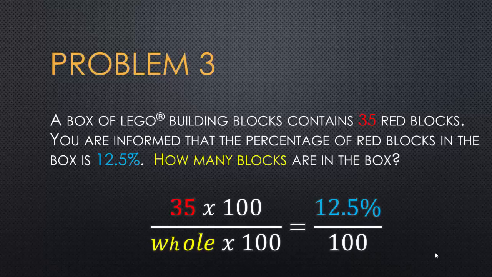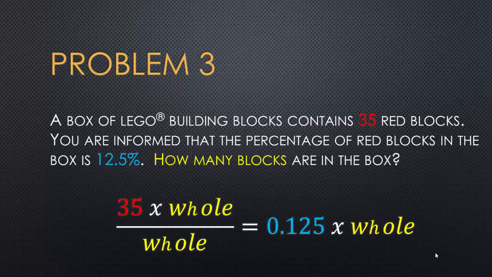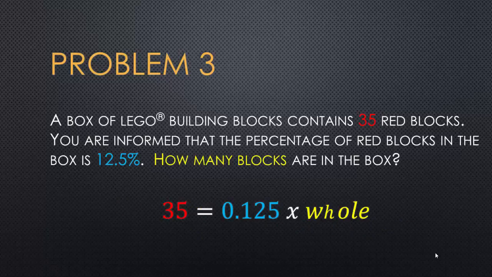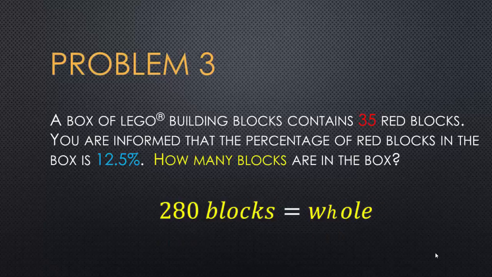whole. I'm going to divide both sides by 100, and so now the equation looks like this. I need to get the whole above the division line. I need to get it into the numerator. So I multiply both sides by the whole. It cancels on the left. Now we are left with this equation. Divide both sides by 0.125, cancels on the right, and you get 280 blocks equals the whole.